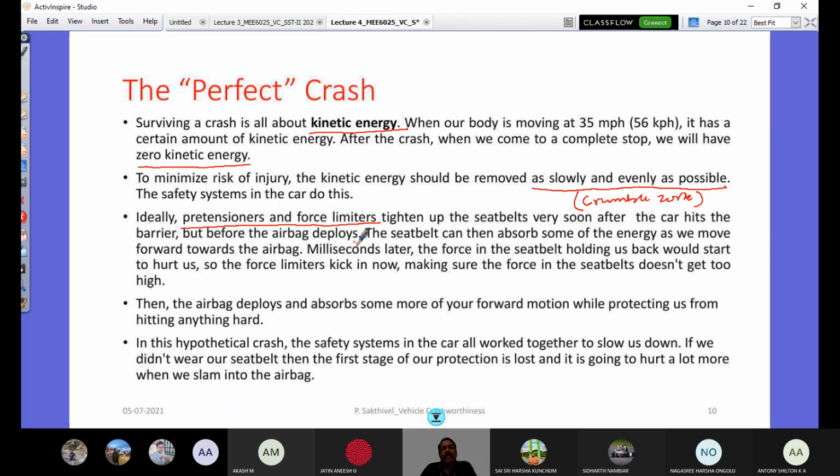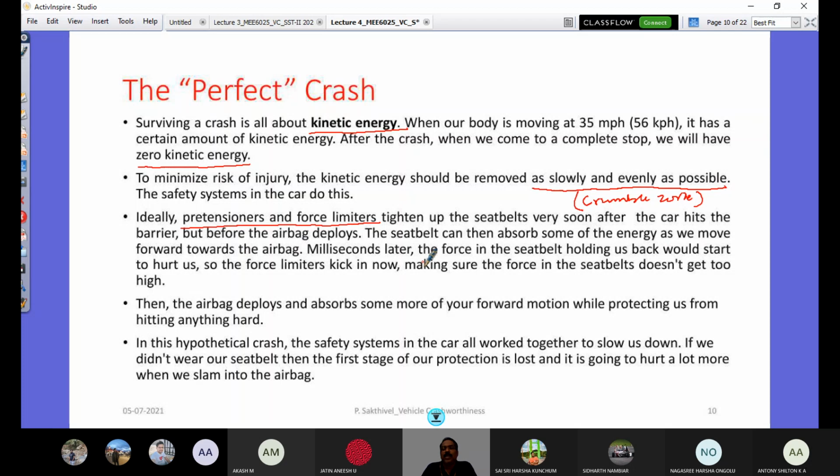But before the airbag deploys, what is happening? Ideally, what is expected is that your seat belt's pre-tensioner and force limiters should be in action. And then the airbag deploys. The seat belt can then absorb some of the energy as we move forward towards the airbag.